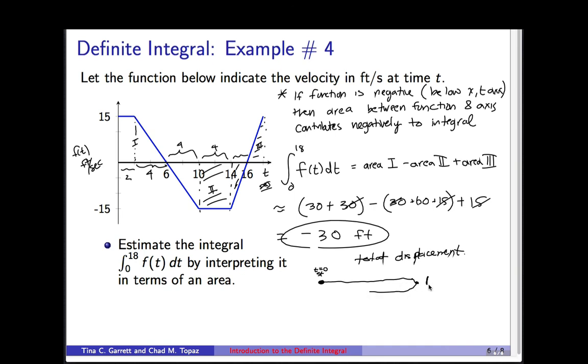So right here in our picture at time 6, we started at negative velocity. That means we turned around and went the other way for a while. And then at time 16, we started to come back. So at time 18, the idea was, what was our total displacement? What was the distance from where we started to where we wound up? And that was 30 feet in the negative direction, or essentially to the left here.